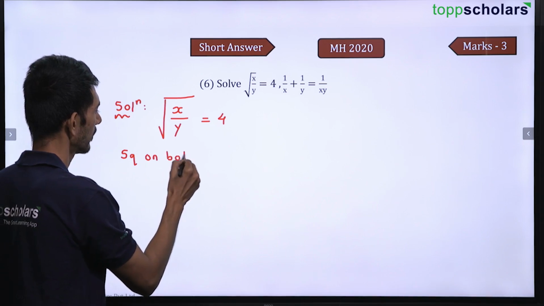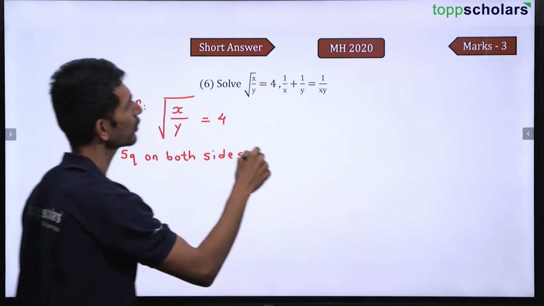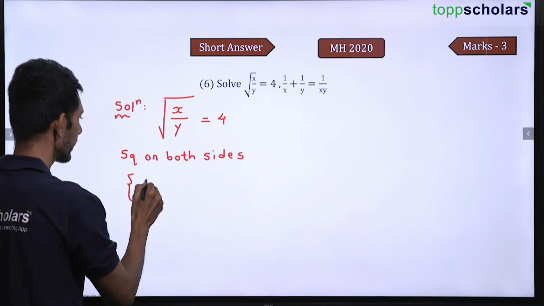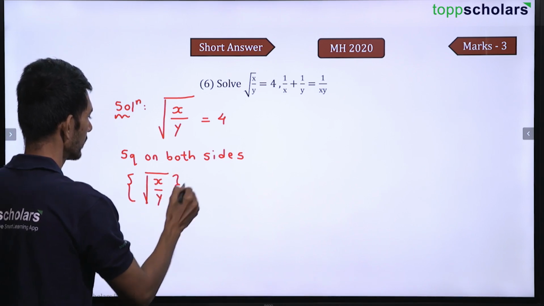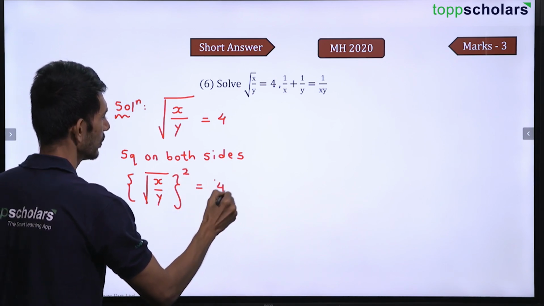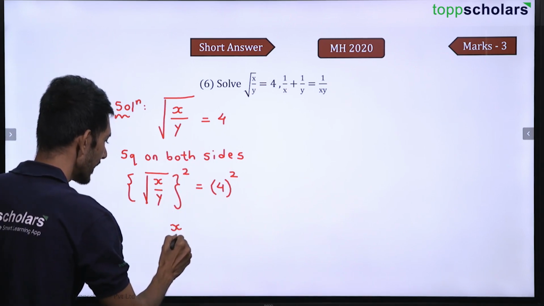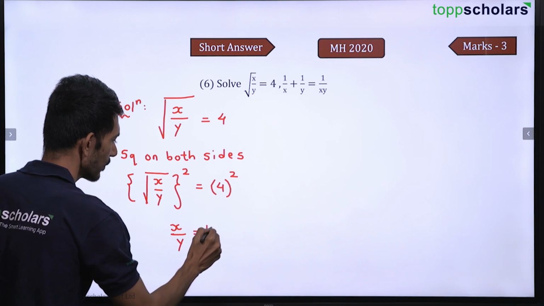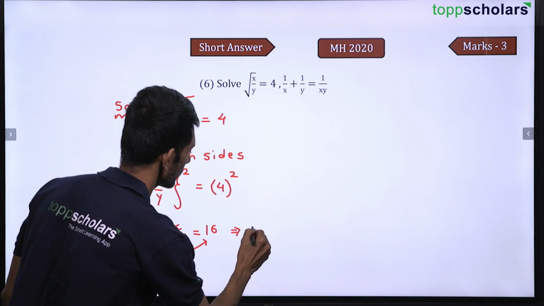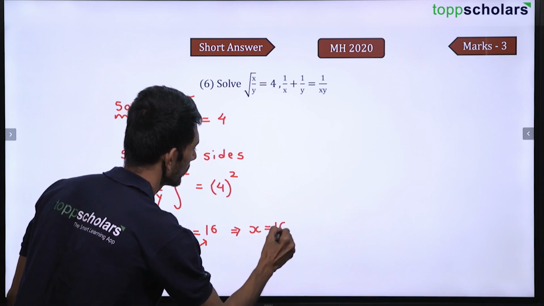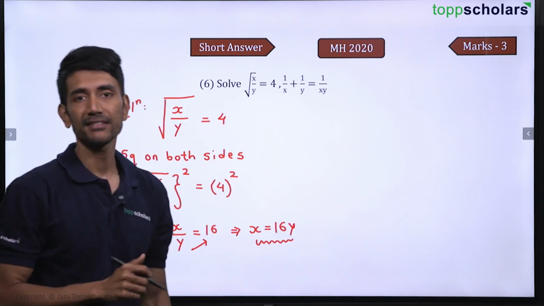if I square on both sides, definitely the square root will get cancelled. Or this, let me just write it in detail. Root of x by y, the whole square is equal to 4 square. Squaring on both the sides, square root gets cancelled. You get x by y is equal to 16. You take y there. So can I say you get x equal to 16y. So we got the value of x is 16y.